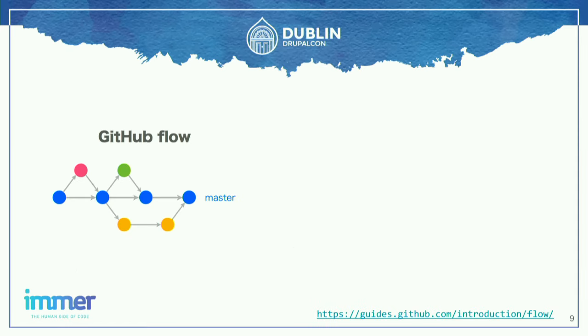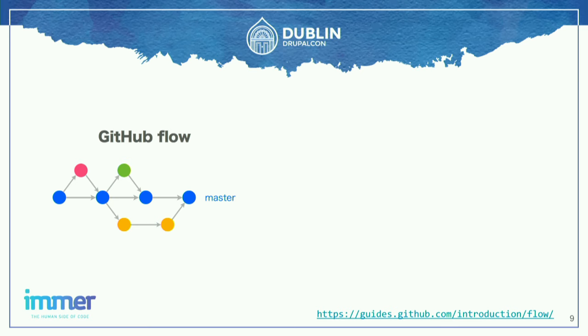The next flow we looked at is called the GitHub flow, which is really GitHub's answer to the Git flow we saw before. So in the GitHub flow, there's only one long-lived branch, which is the master branch. And then when you want to do some work, you branch off that master branch, you do your work, and you integrate that branch back into the master branch, ultimately.